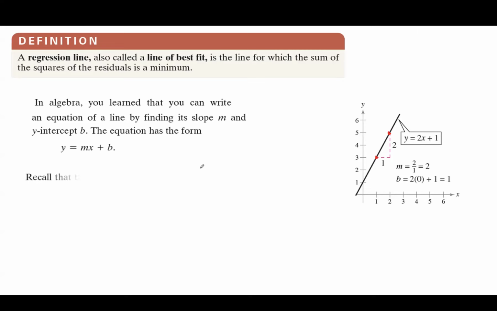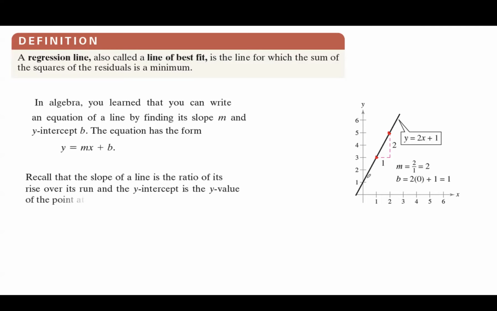But in data science, we don't have just 2 points. We have many points. So in algebra, we have 2 points, we get 1 line out of it. But in data science and statistics, we have many points and we can graph many lines. But which one is the regression line? It must satisfy the criteria that the summation of residual squared is minimal.